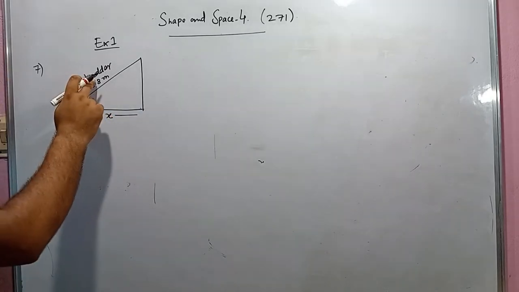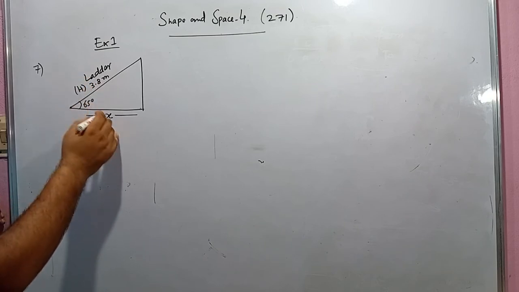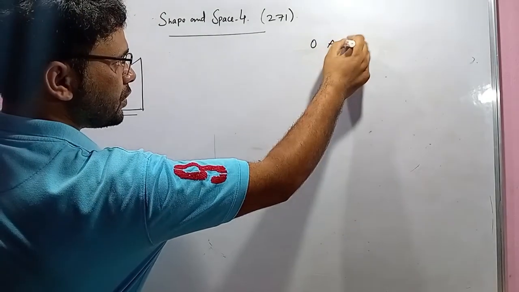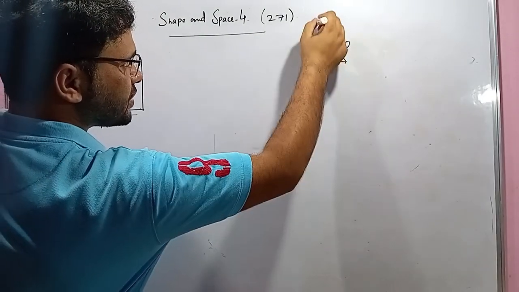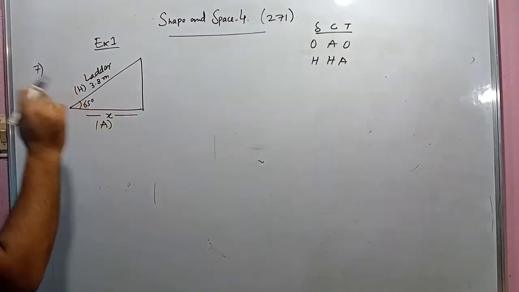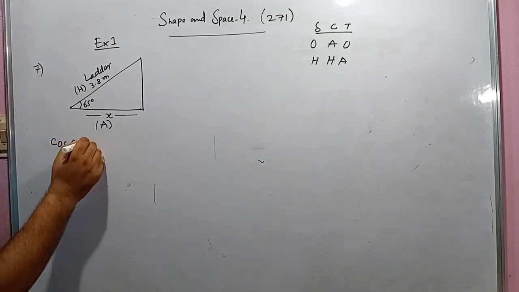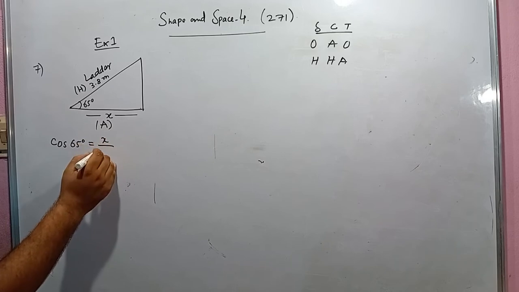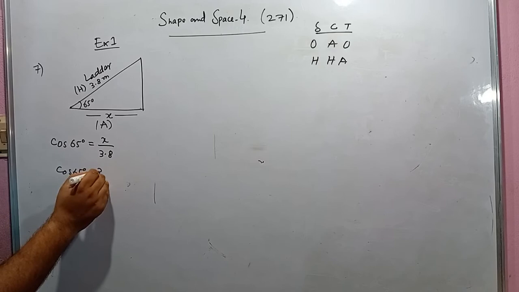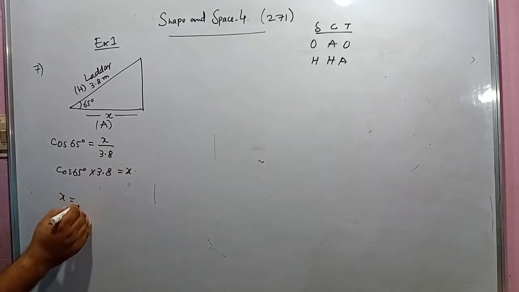So you can see this is what? This is hypotenuse. And for this angle, this is adjacent. And we know OAO, HHA. This is sine, this is cos, this is tan. You can see this is adjacent, this is hypotenuse. Adjacent, hypotenuse. Directly I will use cos 65 degrees is equal to x divided by 3.8. So cos 65 degrees into 3.8 is equal to x. So I can find here the value of x is this.